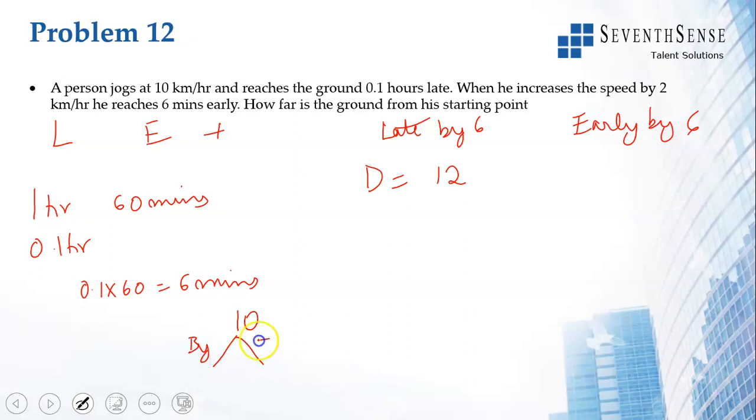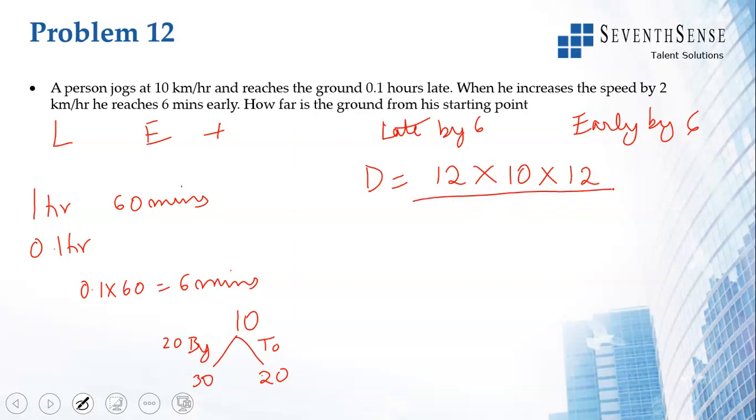As a recap, if the question says the person increases the speed by 20, the new speed would be 10 plus 20, which is 30. If the question says increases the speed to 20, the new speed becomes 20. By means you add that to the original value. If it says increase the speed to, the new speed becomes that much. So d is equal to delta t into s1 s2 by s1 minus s2. S1 we know is 10. S2, increases the speed by 2 kilometers, becomes 12.